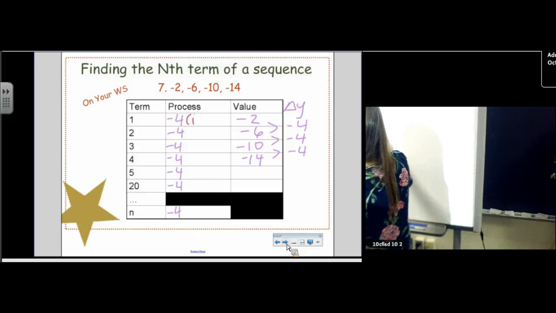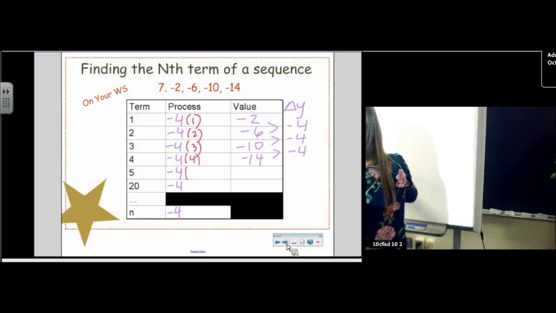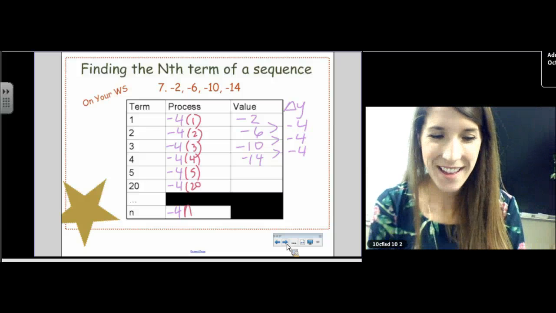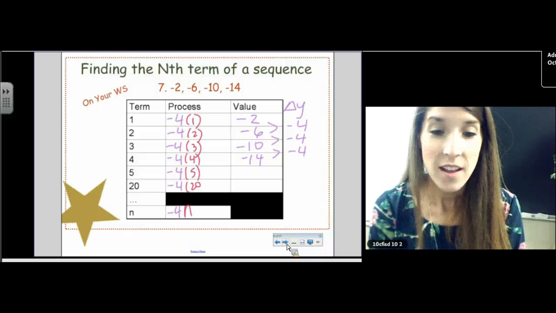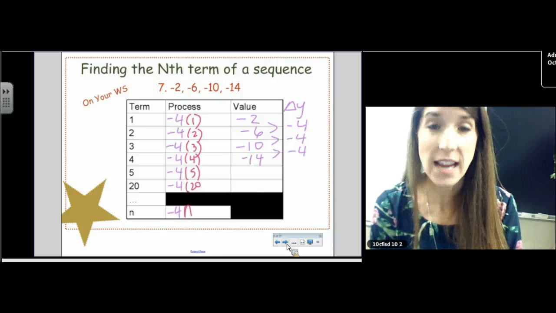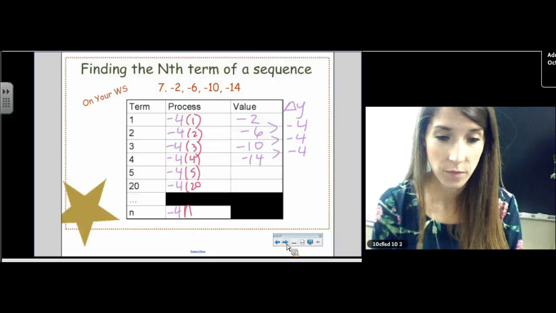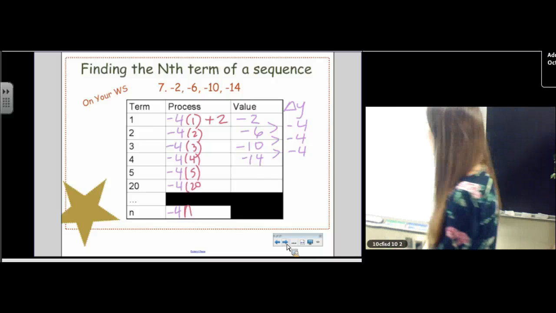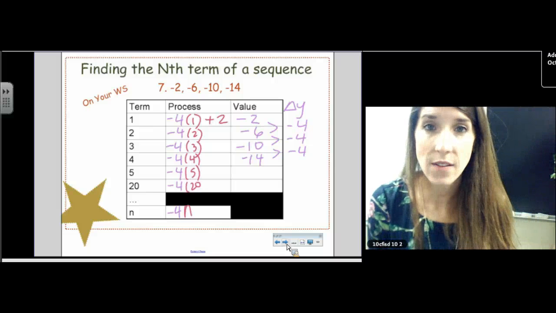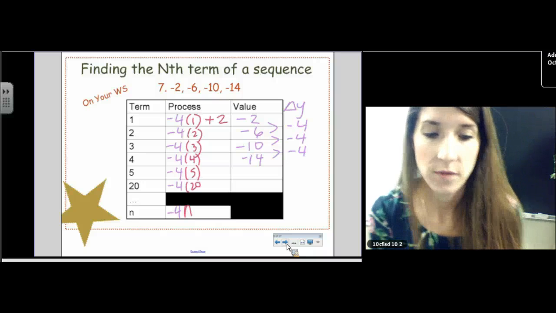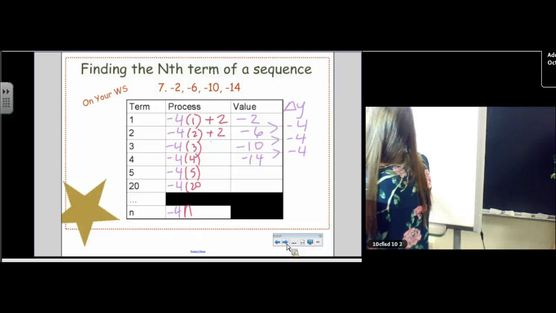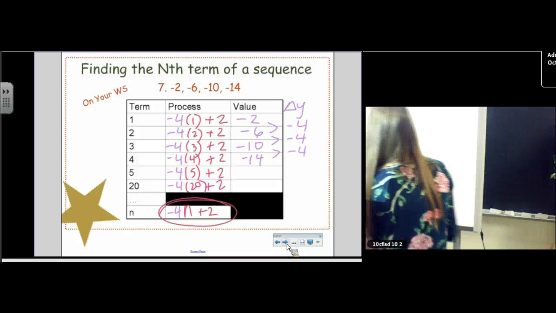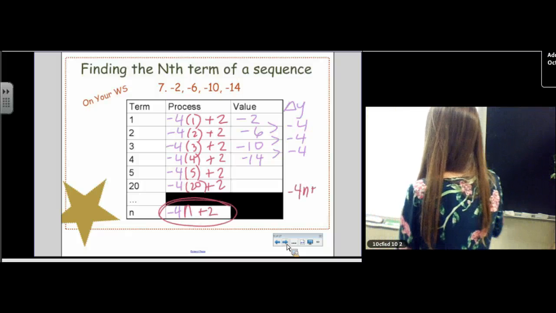Then we write our term. And then we do the tweaking step. Negative 4 times 1 is negative 4. How do you make negative 4 look like negative 2? Plus 2. Good job, Johan. Plus 2. Check it twice, like Santa. Negative 4 times negative 2 is negative 8. How do you make negative 8 look like negative 6? Oh, thank goodness. Plus 2. Once you've checked it twice, you can write it all the way down the column. So our rule is negative 4n plus 2.